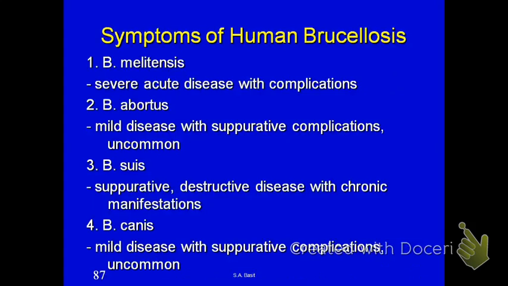Among the 4 species, the most severe is the one caused by Brucella melitensis. So there would be severe acute disease with complications. Brucella abortus would cause mild disease with suppurative complications, which is not really common. Then Brucella suis would have suppurative destructive disease with chronic manifestation. And Brucella canis would have mild disease with suppurative complications, which is also uncommon.